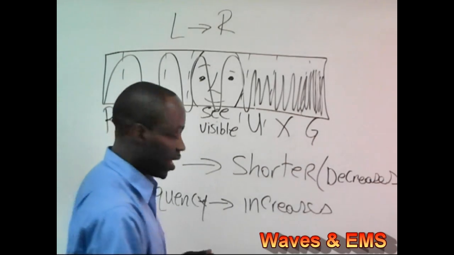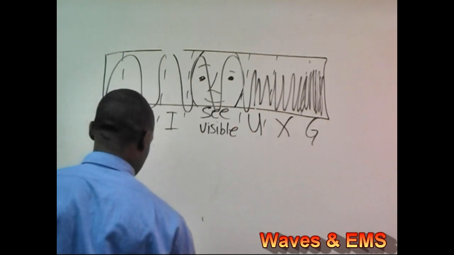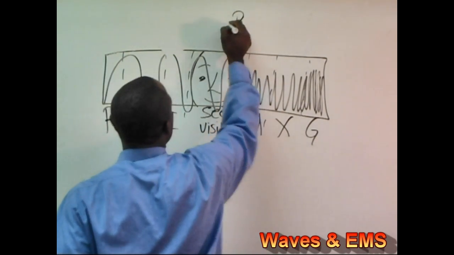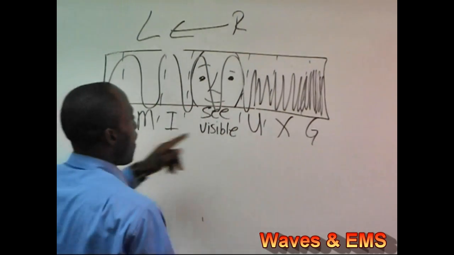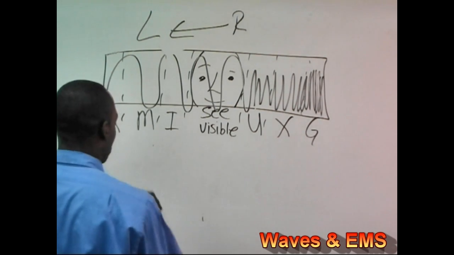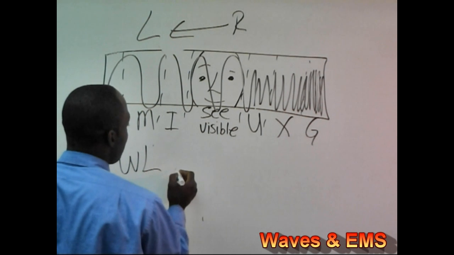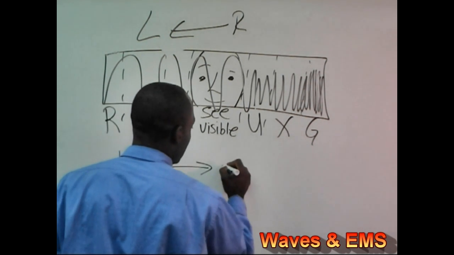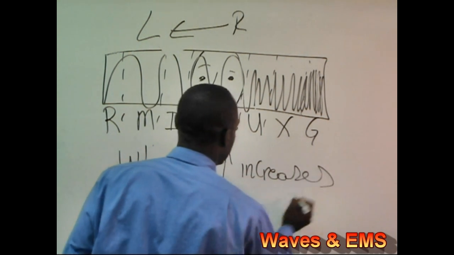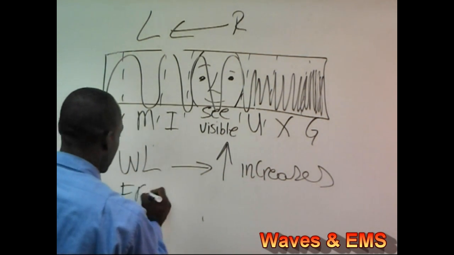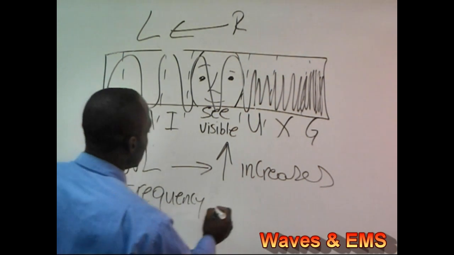Now let's go the other way, okay? We did left to right, so let's do right to left. So I'm going to put right to left. From right to left, my frequency decreases and my wavelength increases. So I'm going to put WL for wavelength, increase. So I'm going to put an arrow going up. Increases, but my frequency does what? Decreases.